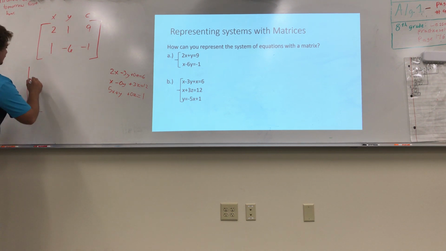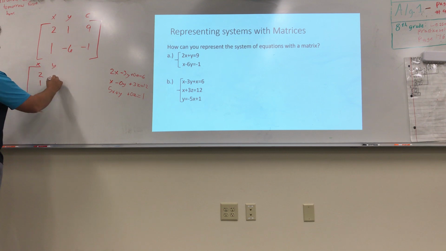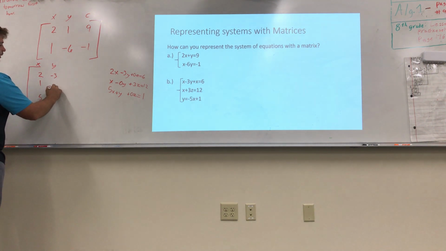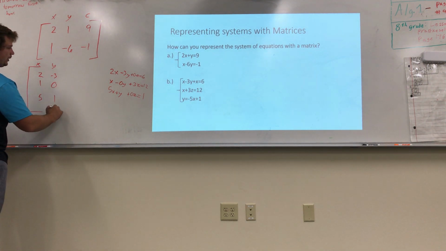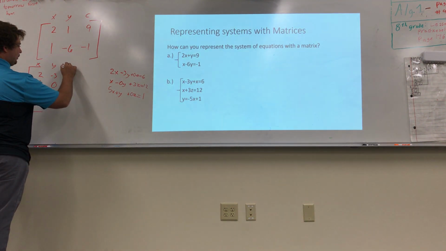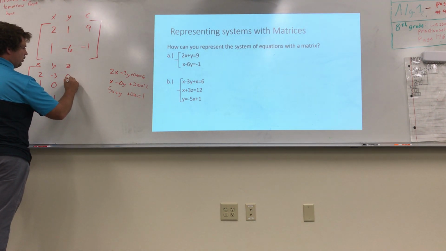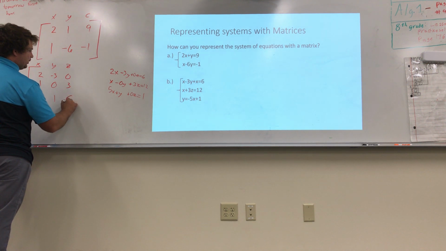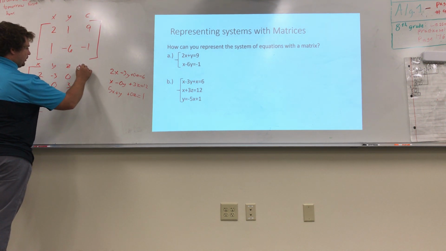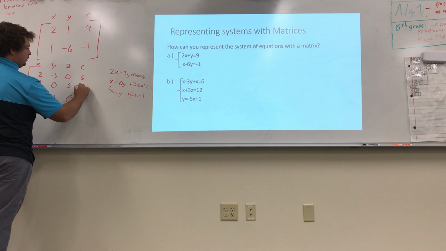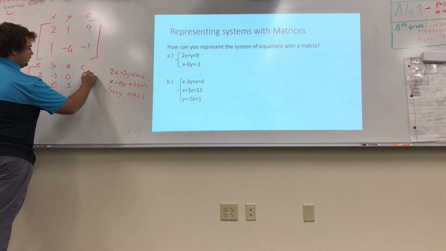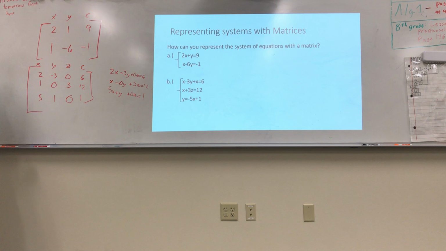It is going to be 3 rows. So you're going to have 2, 1, 5. That's going to be all my x values. My y values are going to be -3, 0, 1. The next ones are going to be my z values, which are 0, 3, and 0. And then it's going to be my constants, which are 6, 12, and 1. There is my matrix for this last one.